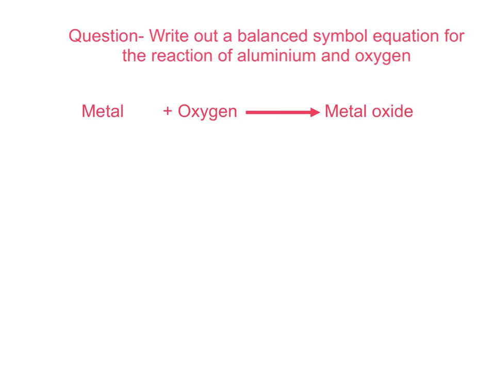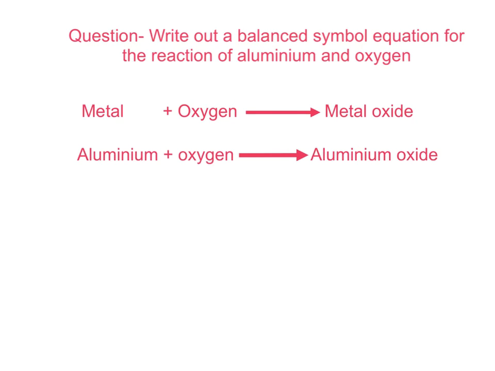Our second step would be to go to the word equation. So instead of just having our word metal and our word oxygen, we're going to make it specific. Our question says we are using aluminium, so we write in aluminium plus oxygen, which goes to aluminium oxide instead of just metal oxide. Our next step then will be how we convert our word equation into a symbol equation.